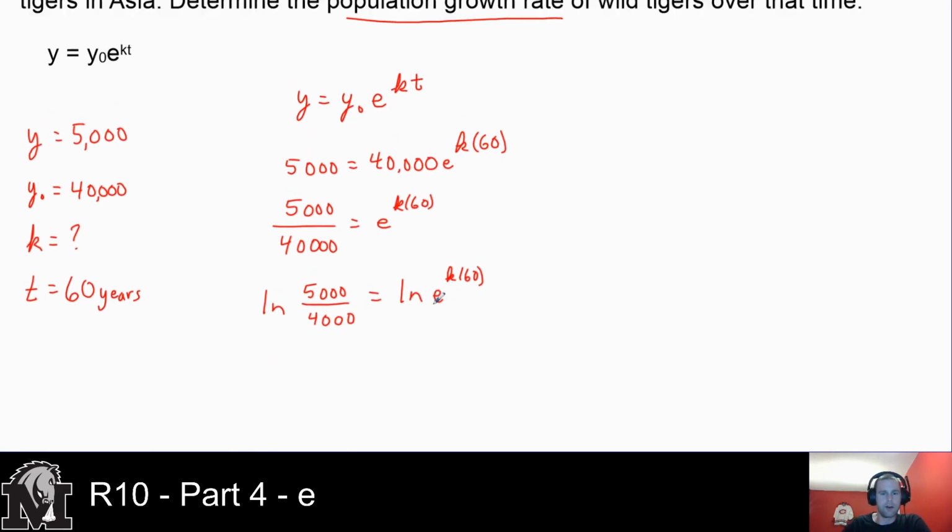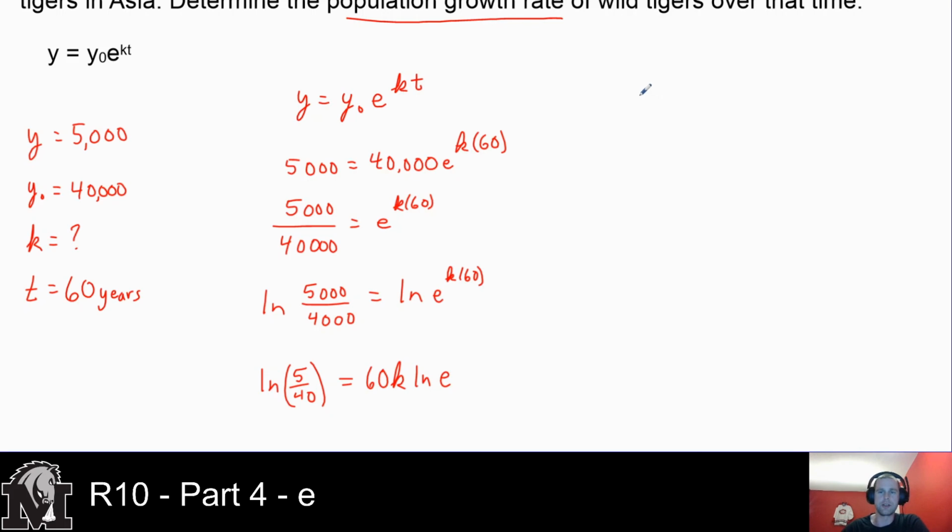Then, with our log rule, our exponent can be written out in front. So we have ln of 5,000 over 40,000. They're both divisible by 1,000, so I can factor that out. So it gives me 5 over 40. I know I could have simplified farther than that, but I'll just keep it there for now. So we have 60k times ln of e. Anytime you have the base of the logarithm and the argument is the same, that's just equal to 1. So really, I can get rid of this in my next line.